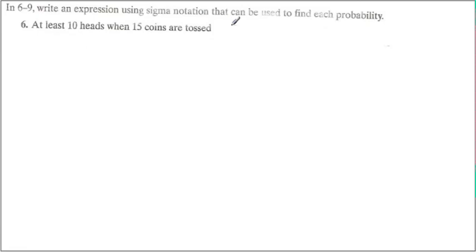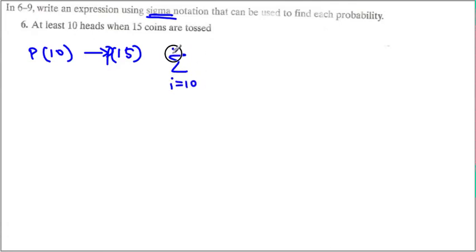Using the sigma notation that can be used to find each probability. Okay, so they want us to put the sigma notation for at least 10 heads. That means we're going to have the probability of getting 10, and then all the way up to the probability of getting 15. If we want to use the summation notation, basically we are looking at where i goes from 10 through 15 because that's the number of successes.